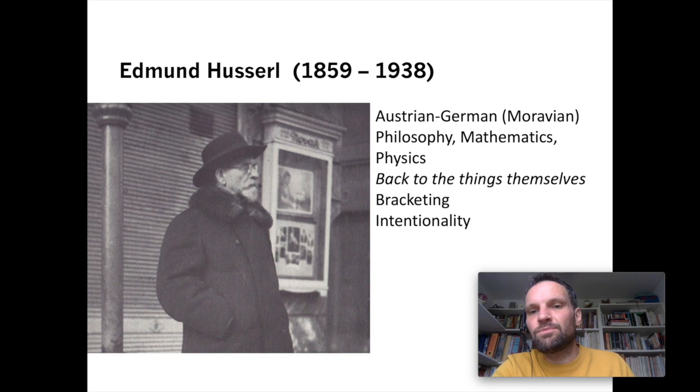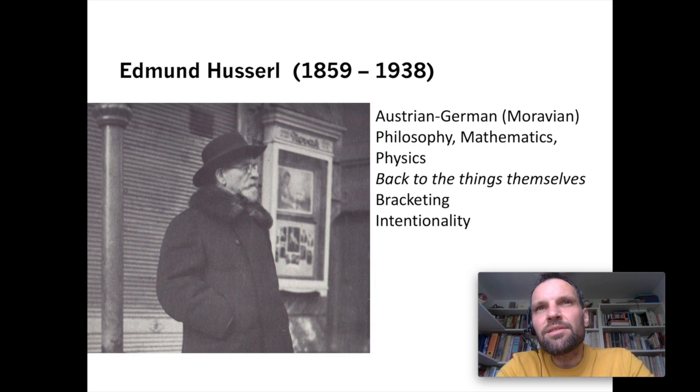And with things, he did not mean molecules or atoms or quarks. He meant the things as we experience them, like I'm sitting in a cafe and there's a cup of coffee right before my eyes. What is happening? What is going on right here between me and that cup, right? So he wanted to go back to the things themselves. And one of the methods that he developed for that was called the phenomenological reduction. And one of the words that was central in that was bracketing.